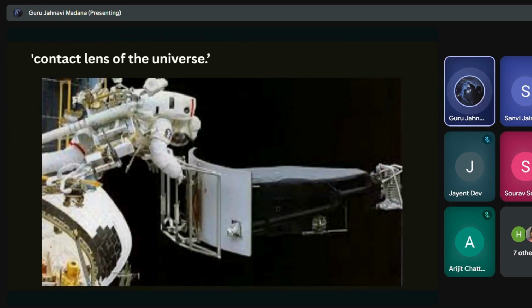But there was a mistake. Hubble had blurry vision at launch. It needed a kind of glasses. A servicing mission in 1993 fixed its optics. So the fix was nicknamed the contact lens of the universe.